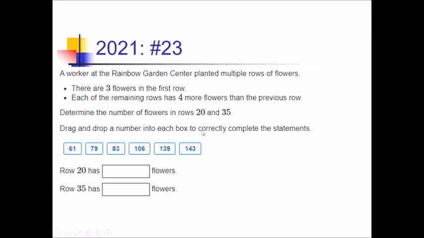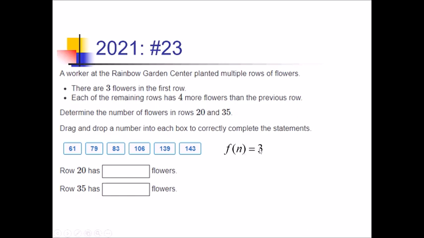Now they want us to figure out the number of flowers in rows 20 and 35. So there's clearly a pattern here. It's an arithmetic pattern because we keep just adding 4 each time to get the number of flowers in the next row. And we want to take it out to 20 and 35. So let me build a little formula to help me out here. So I've got, first off, 3 flowers in my first row. And this is the number of flowers in row n here.